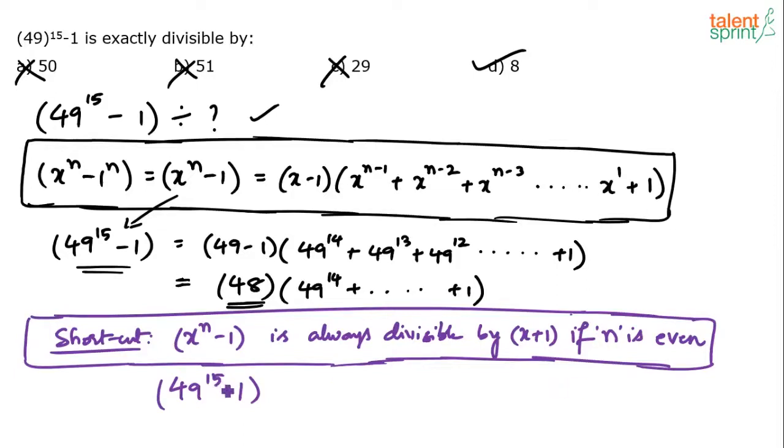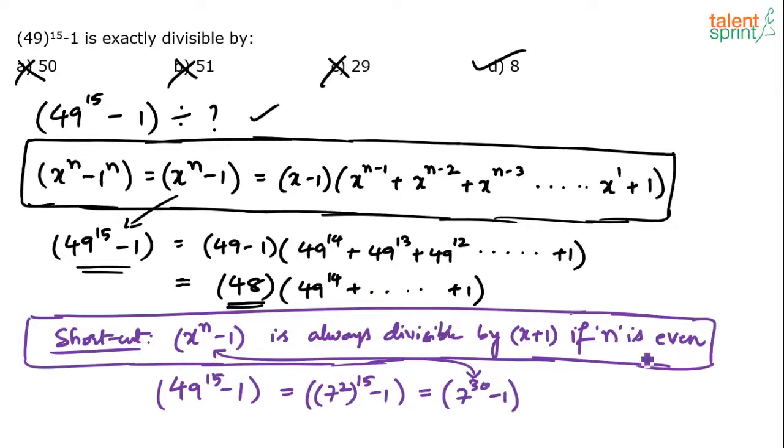But then understand, 49 power 15 minus 1 can be expressed as (7 square) whole power 15 minus 1, because 49 is 7 square, and this can further be taken as (a power m) whole power n is a power m into n, so 7 power 30 minus 1. Now if you observe, x power n minus 1 and 7 power 30 minus 1 are in the same format. In fact, 49 power 15 minus 1 also was in the same format, but this time n has become even.